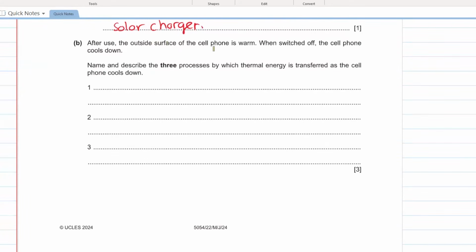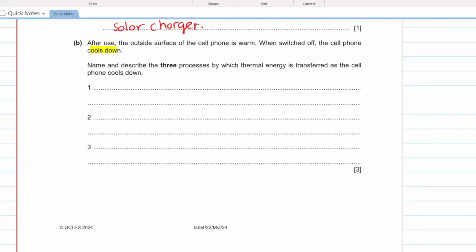After use, the outside surface of the cell phone is warm. When switched off, the cell phone cools off. Perfect. You might have also noticed this as well. भाई कभी पबजी खेल रहे हो या कोई ऑनलाइन मोबाइल गेम खेल रहे हो तो you might see कि मोबाइल जो है वो हीट अप हो जाता है unless and until you have a very high end phone. ठीक है. Now let's see what happens next.